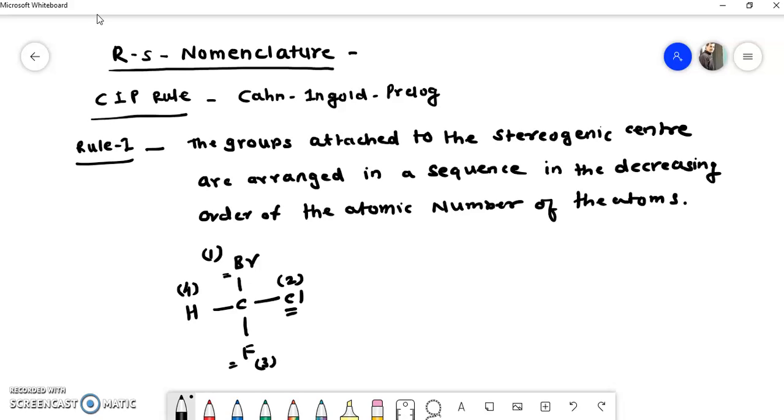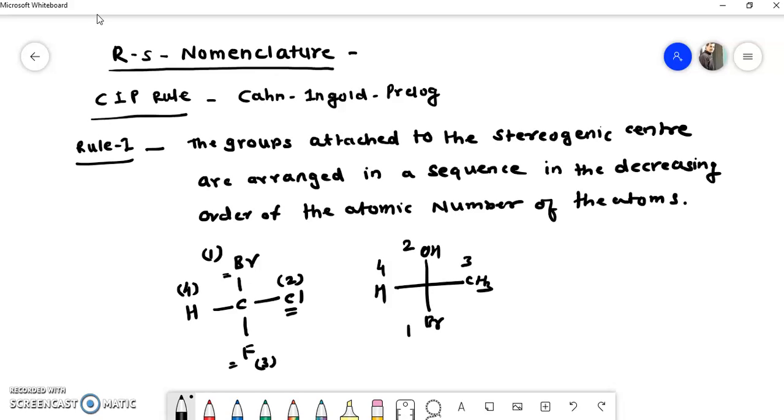Now I will take another example so that you will easily understand. Suppose here is a CH3 group, here is an OH group, here is bromine, and here is hydrogen. In this case, again we know that bromine has the highest atomic number, so it will get first priority. Then this oxygen will get second priority, this carbon will get third priority, and hydrogen will get fourth priority. So this is rule 1.